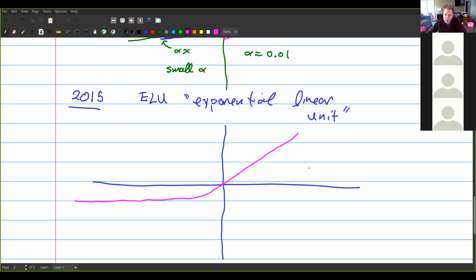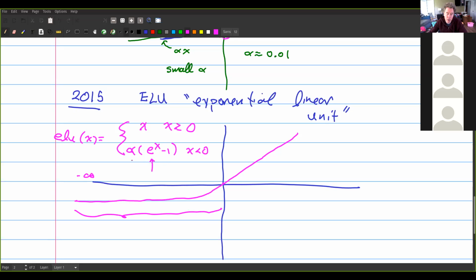And the definition of this function, ELU, is x for positive x. And it's alpha, which is an adjustable constant, times e to the x minus 1 if x is negative. So notice that this makes sense. If you put in big negative values, then e to the x becomes like 0, and this just becomes alpha times -1. And so this is asymptotically minus alpha. So alpha is still some small positive constant.